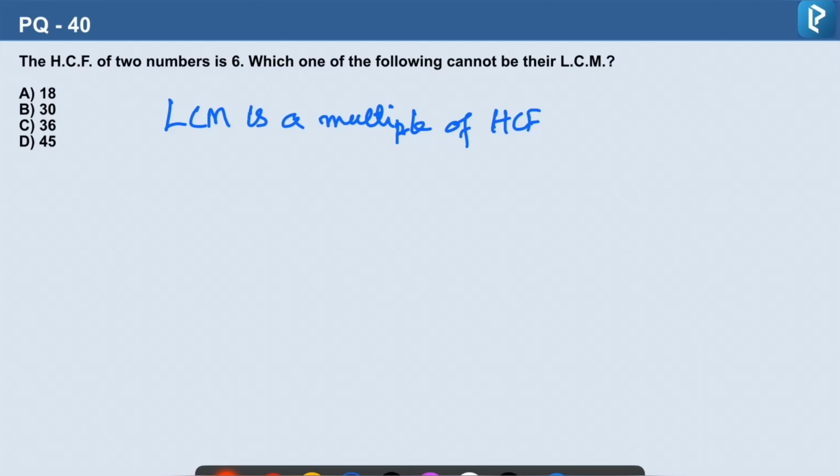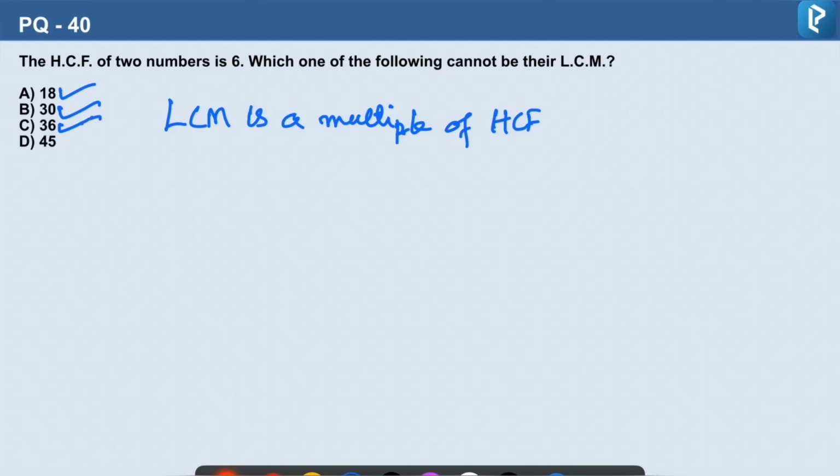So first option, let us check 18. 18 is divisible by 6. So this can be the LCM. 18 can be the LCM. The question is which cannot be the LCM. 18 is a multiple of 6. Next 30. 30 is also divisible by 6. It is a multiple. Next 36. 36 is also a multiple. And 45. 45 is not divisible by 6.